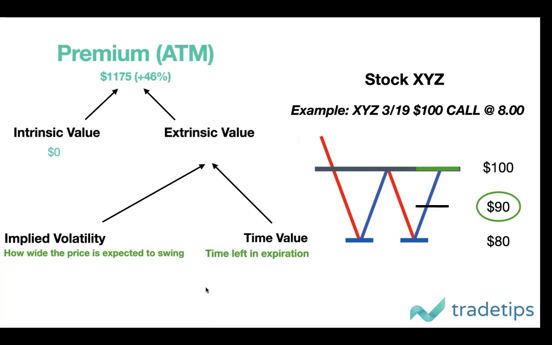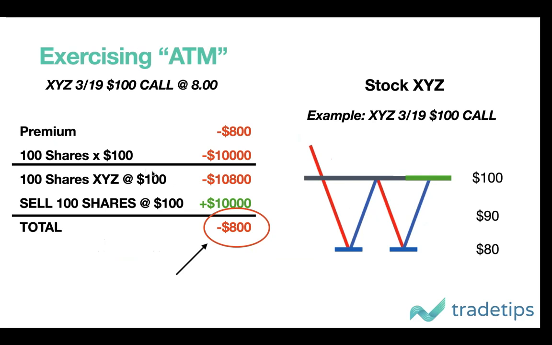So let's go ahead and take this example again. We bought our contract for 800, and now our contract is at 1175. Just remember again, our intrinsic value is going to be 0, because when we looked at our at the money option, even when we're at the money, because of the premium that we paid, we're still negative.